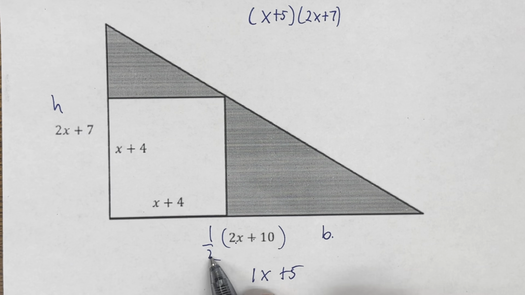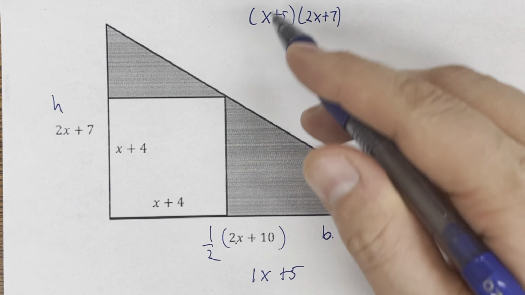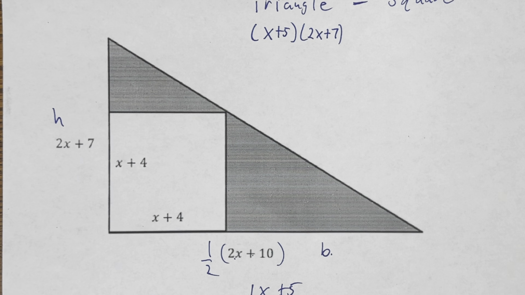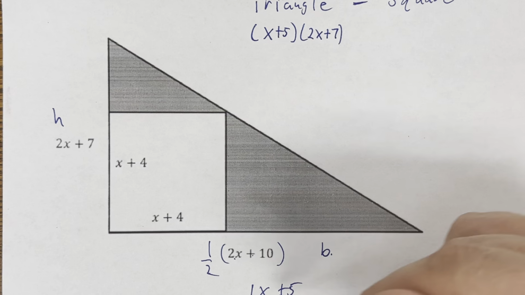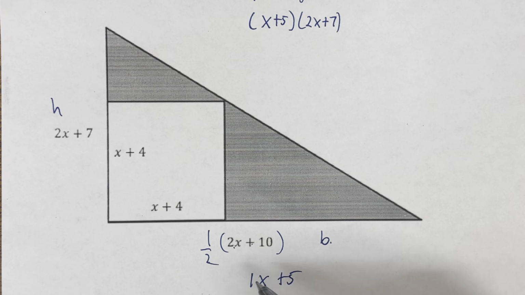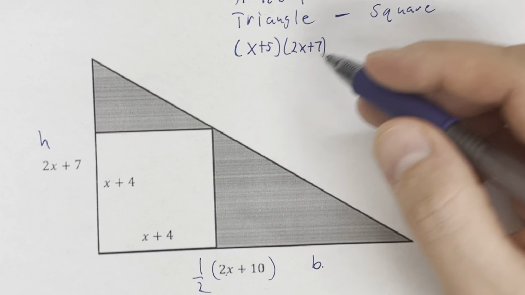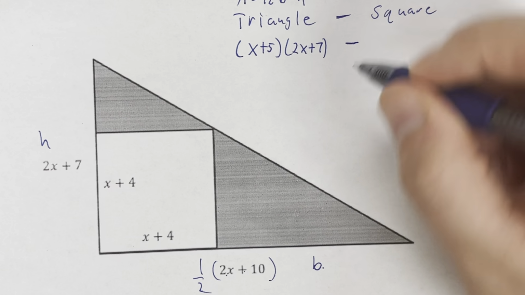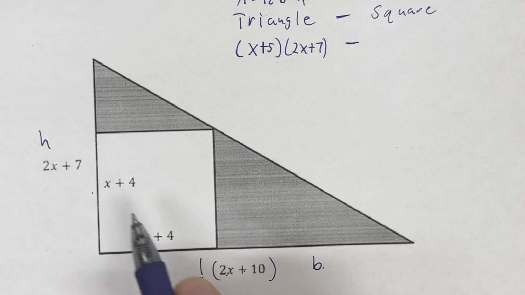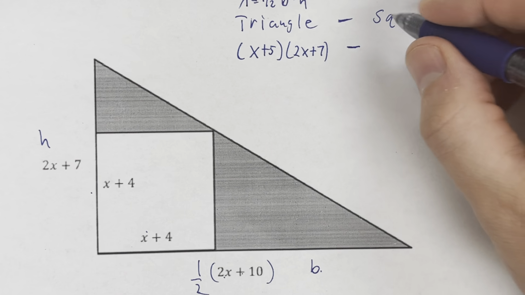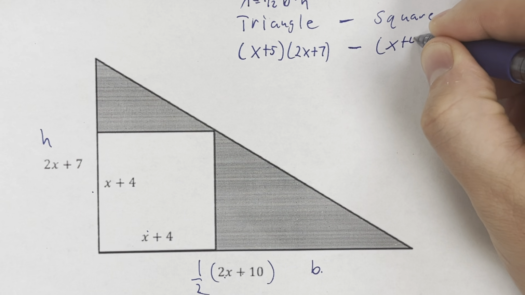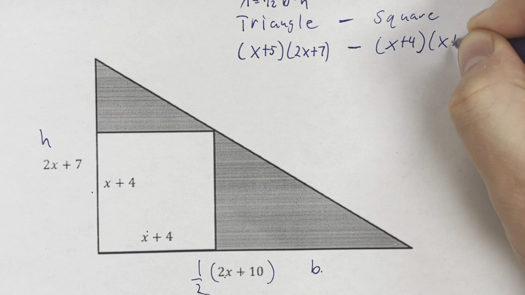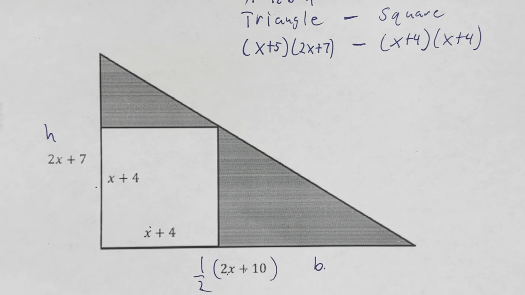Keep in mind I multiplied it by a half before I'm foiling. You could do that in any order, all right? But I decided it'd be easiest to do it first. 1/2 times the base times the height. All right, now the square. Area of the square, side times side. So we're gonna take x plus 4 times x plus 4. All right, so we got it set up.